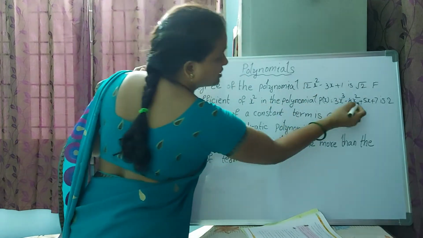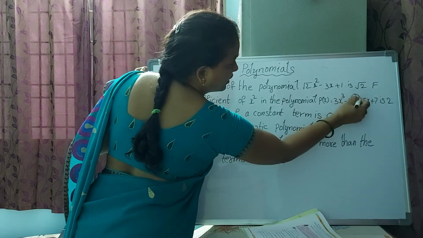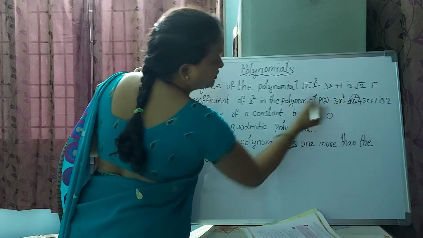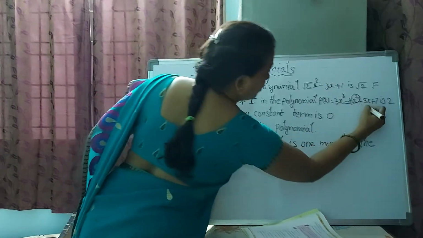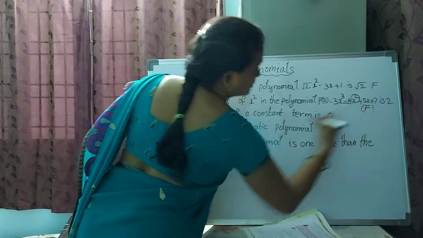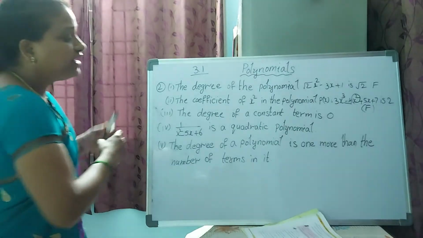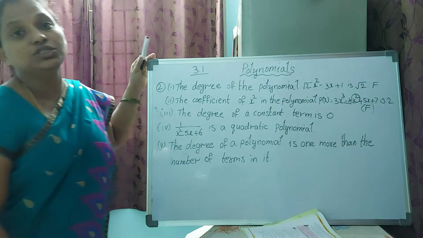Next one, the coefficient of x square in the polynomial. X square means this one. What is the coefficient here? Minus 4. But he has given 2. So it is also false.